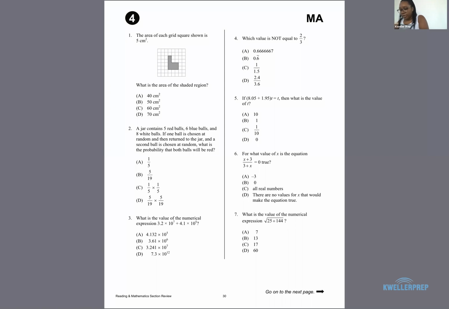All right, so let's get started. On this first question, they really want you to waste your time. They want you to use the area formula to calculate this, but it's quite simple. Each square in the grid is 5 centimeters squared. So the best thing to do is just to count the number of squares, just go in 5s. So you have 1, 5, 10, 15, 20, 25, 30, 35, 40. The answer is A. The area is 40 centimeters squared.